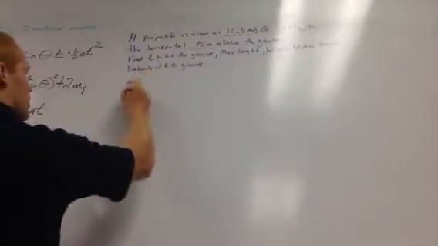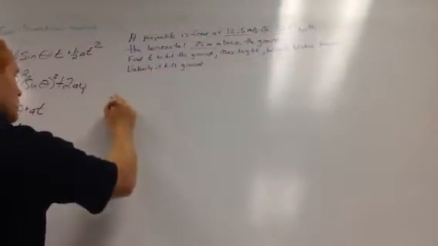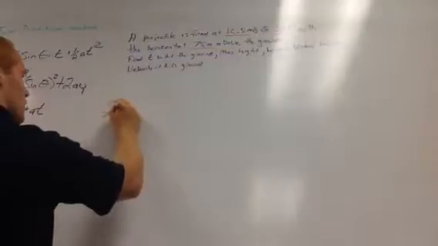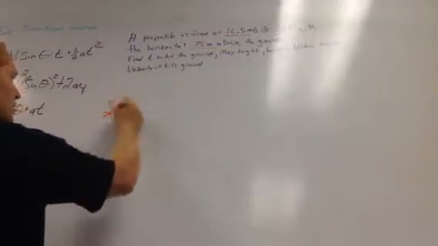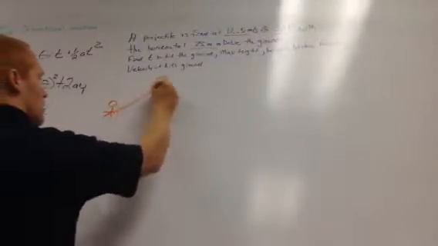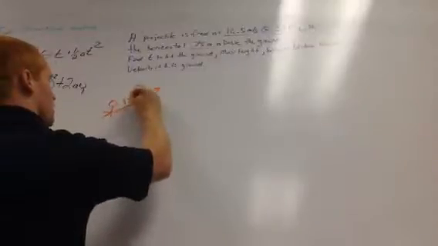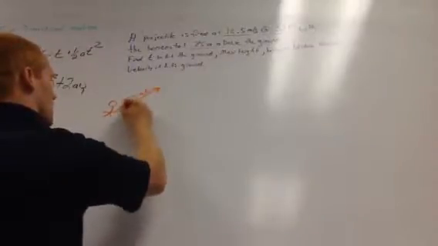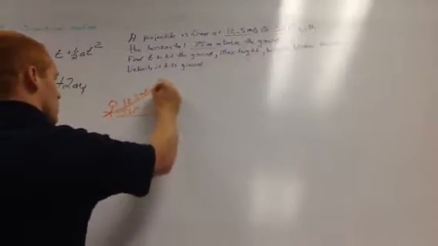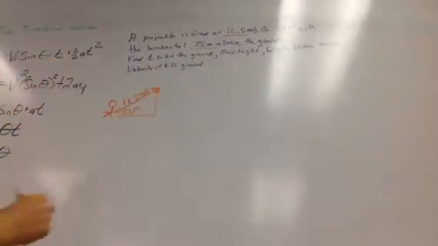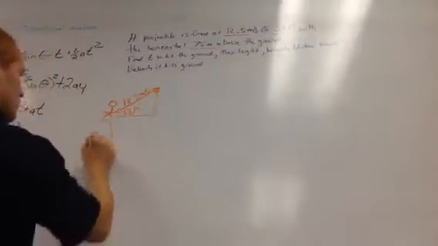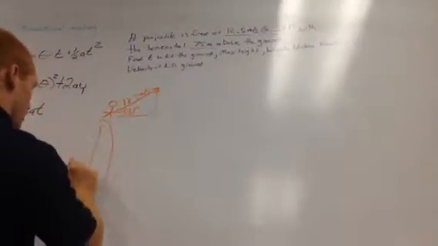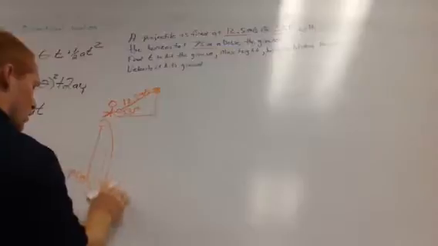So first thing I'm going to do is draw a picture. And he's projecting it just by throwing it. And it's going to be 12.5 meters per second, 53.1 degrees. And so here's our triangle. He's 75 meters above the ground.